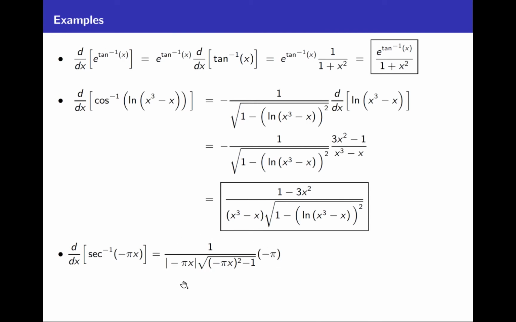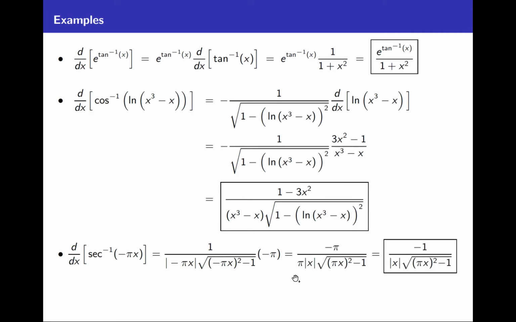And here's our answer. A little bit of cleanup we could do here. The absolute value of negative pi x is pi times the absolute value of x. Bring this negative pi up into the numerator. And now you get some cancellation. The pi's cancel. And we get a derivative of negative 1 over the absolute value of x, square root of pi x squared minus 1.